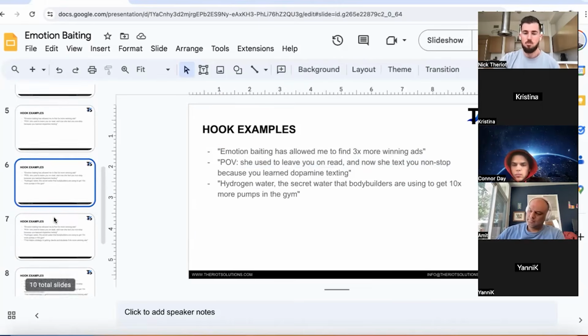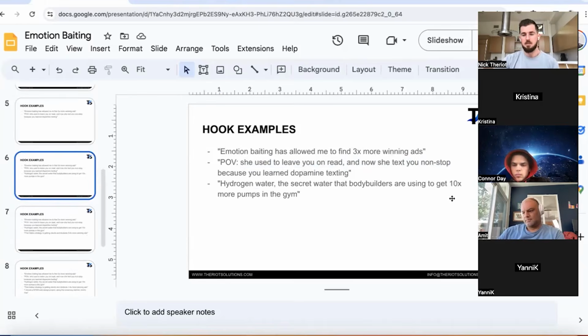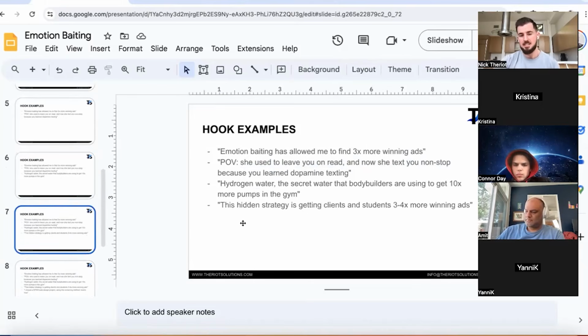Now, another example, hydrogen water, the secret water that bodybuilders are using to get 10 times more pumps in the gym. Just calling out something new, hydrogen water. No one else is promoting it. The secret water bodybuilders are using to get 10 times more pumps in the gym, calling out what people want, more pumps in the gym. This hidden strategy is getting clients as soon as 3 times more winning ads.